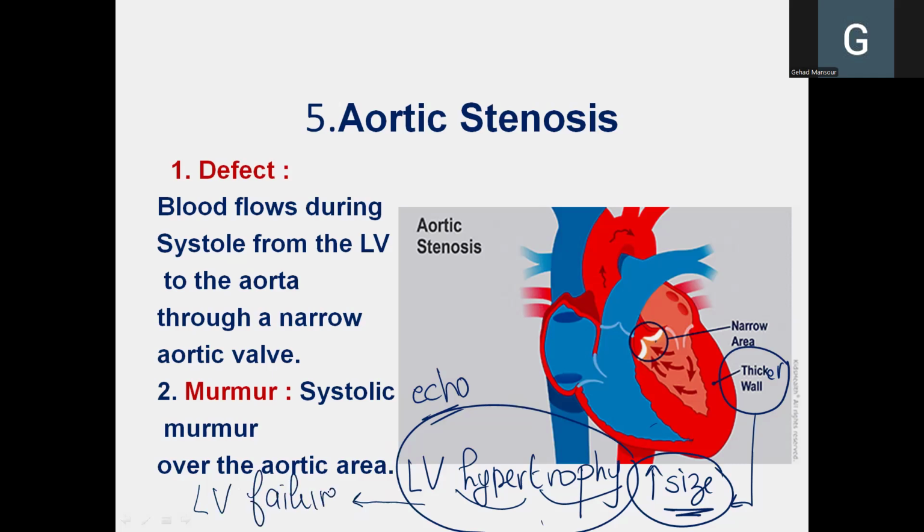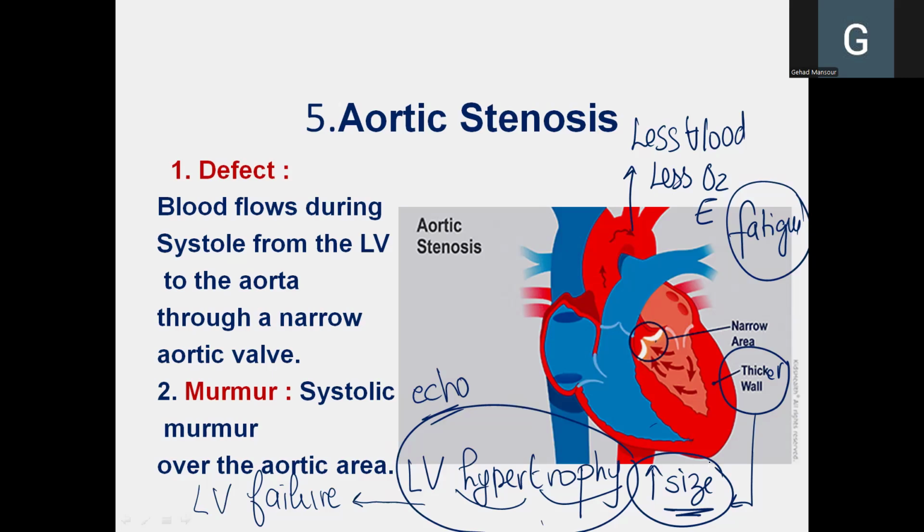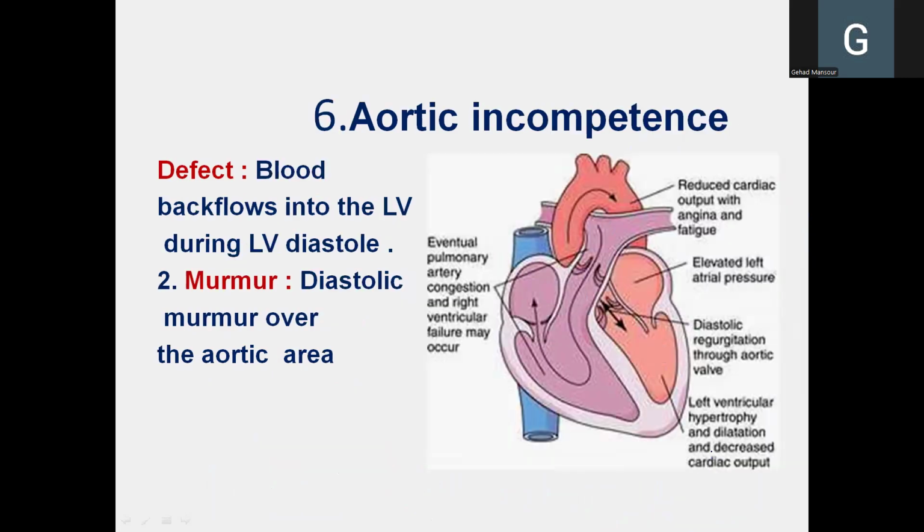ventricular failure, when the myocardium of the heart, the muscles, can no longer afford getting more and more energy to overcome the resistance. And when there is left ventricular failure, there is a drop in the blood pressure and worsening of the condition. At the same time, as we said, the aorta is receiving less blood, a smaller blood volume. And when it receives less blood, this means that there will be less oxygen and less energy available to the tissues. And the main symptom in aortic stenosis is fatigue. The murmur, as I said, is a systolic murmur.